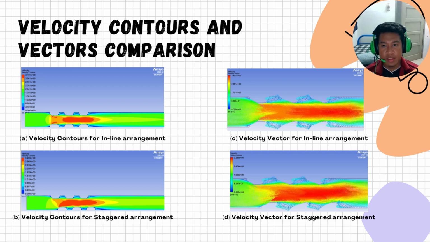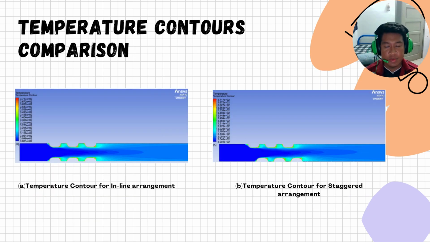And here we see the velocity contour and also the vector comparison between the inline arrangement and staggered arrangement. As we can see here, the arrangement also affect how the flow between each of the fin. And next, we can also see the temperature contour between inline arrangement and also staggered arrangement. As we can see, it bring a little bit of difference between each arrangement.